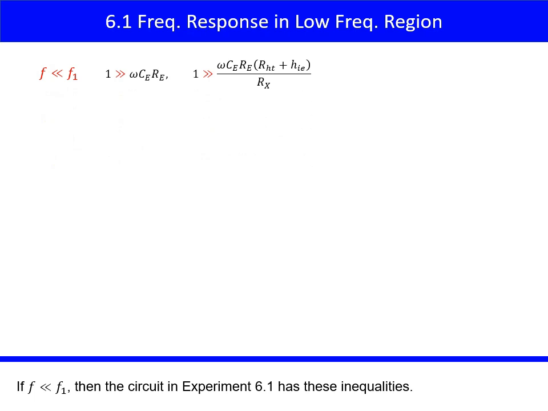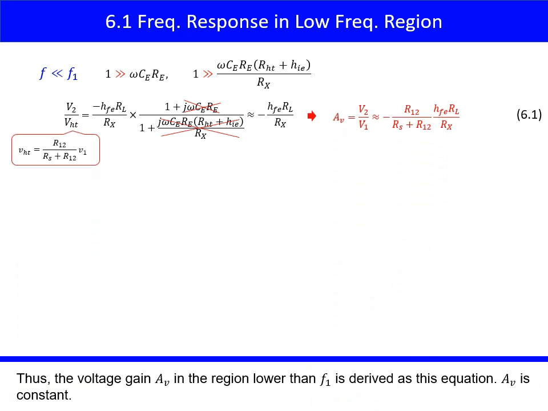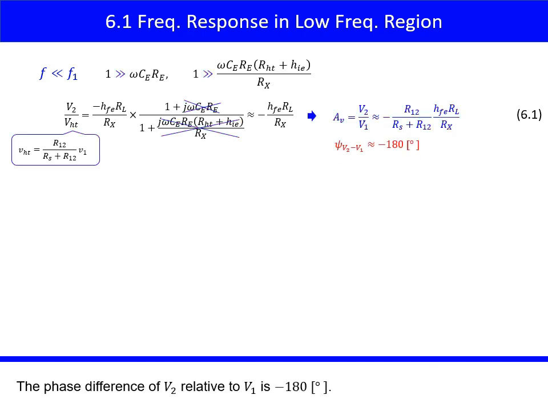If F is far smaller than F1, then the circuit in experiment 6.1 has these inequalities. Then, in the ratio V2 over VTH, these terms can be neglected, and this approximate equation is obtained. Thus, the voltage gain AV in the region lower than F1 is derived as this equation. AV is constant. The phase difference of V2 relative to V1 is negative 180 degrees.